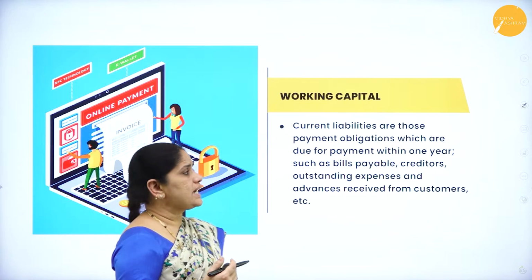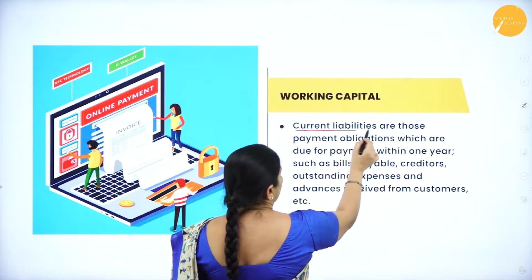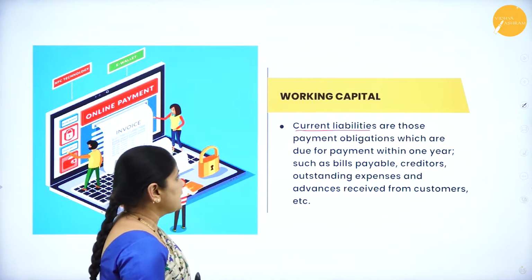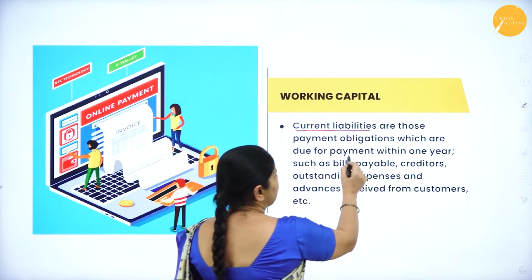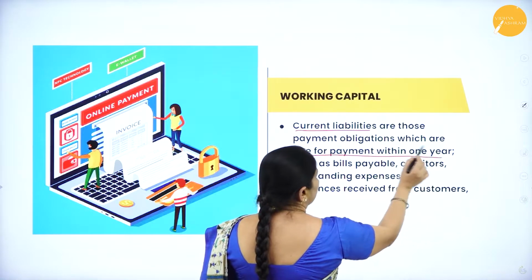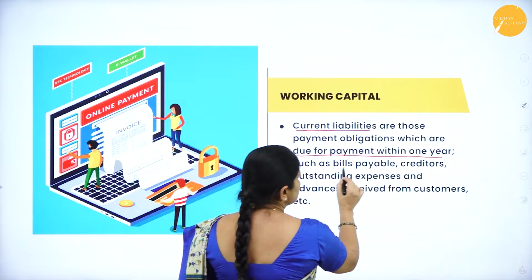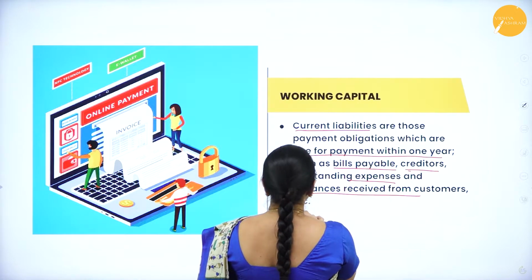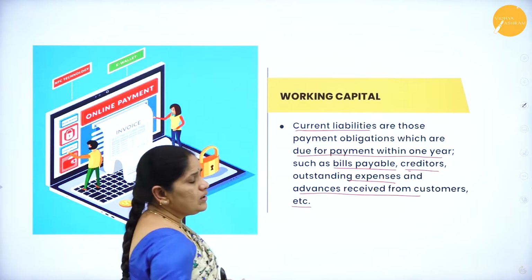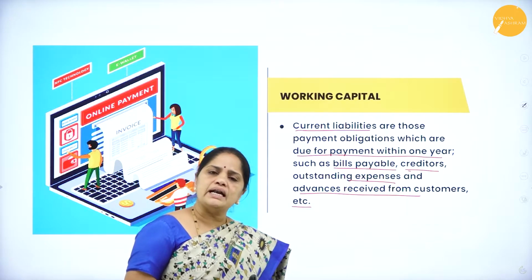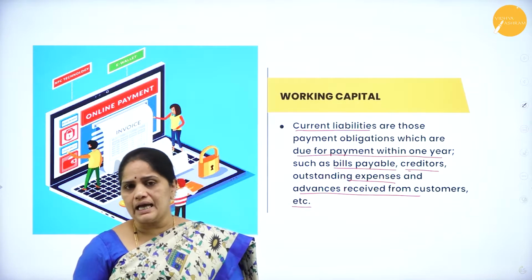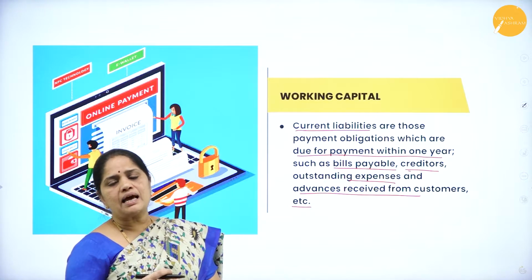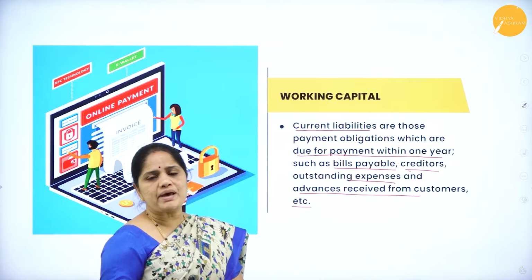We should also understand current liabilities. Along with current assets, there are certain current liabilities. What are the current liabilities? They are those payment obligations which are due for payment within 1 year, such as bills payable, creditors, outstanding expenses, advance receipts from customers, etc. We should understand that along with current assets, we will be having current liabilities also. What are the current liabilities? These are liabilities which have to be paid within a short span of 1 year.